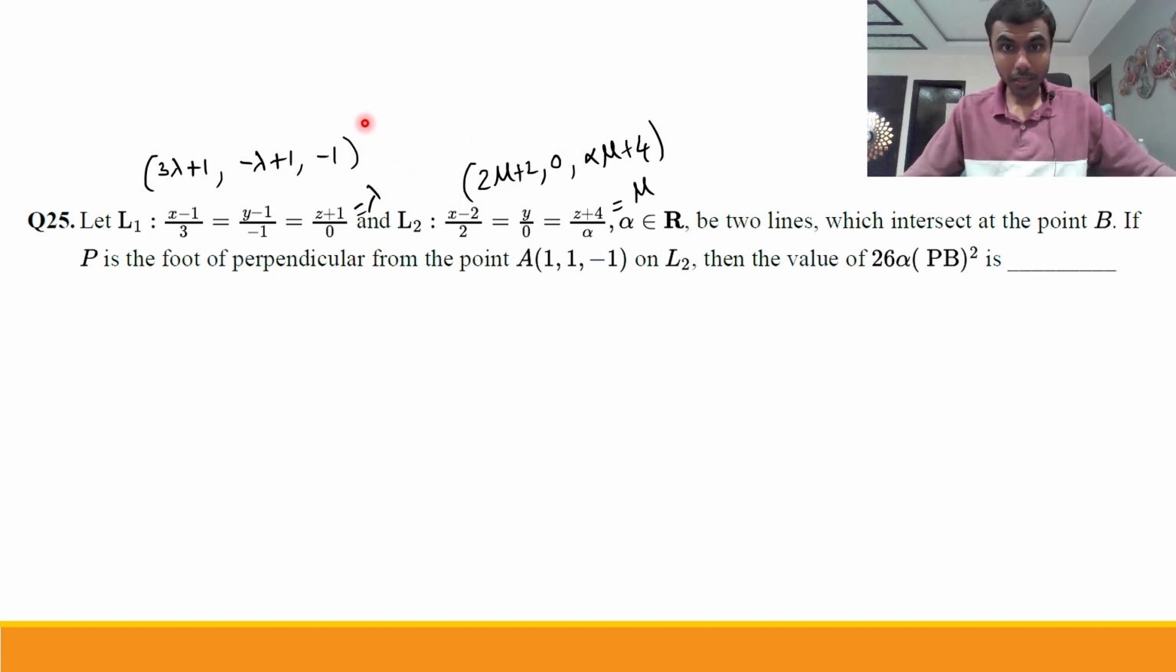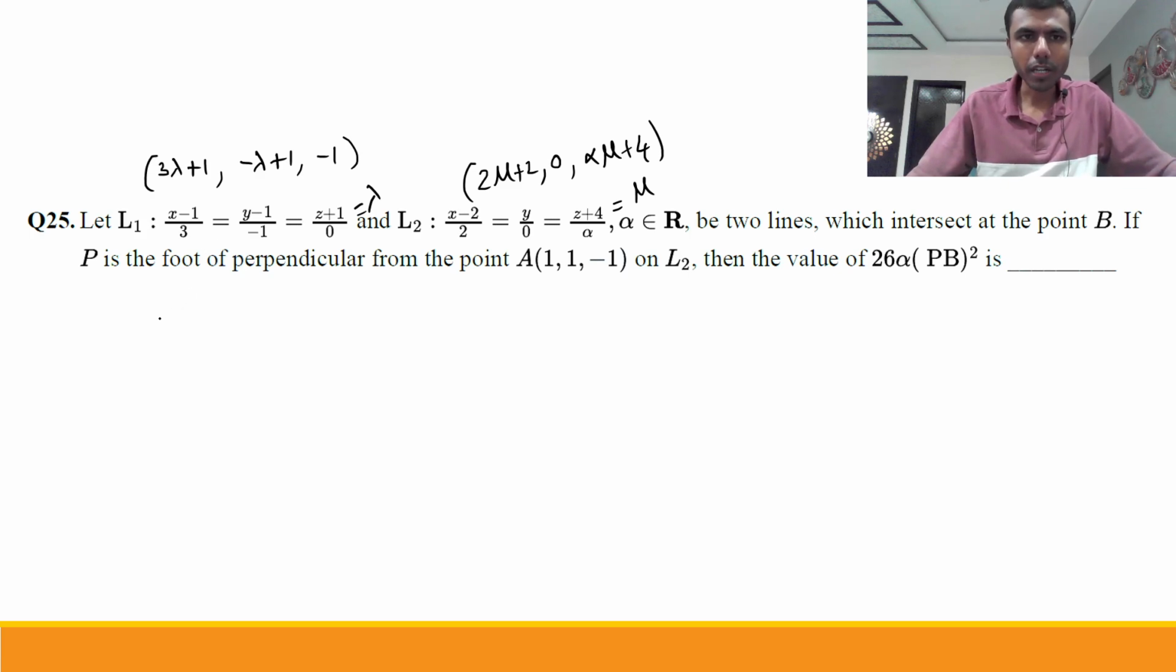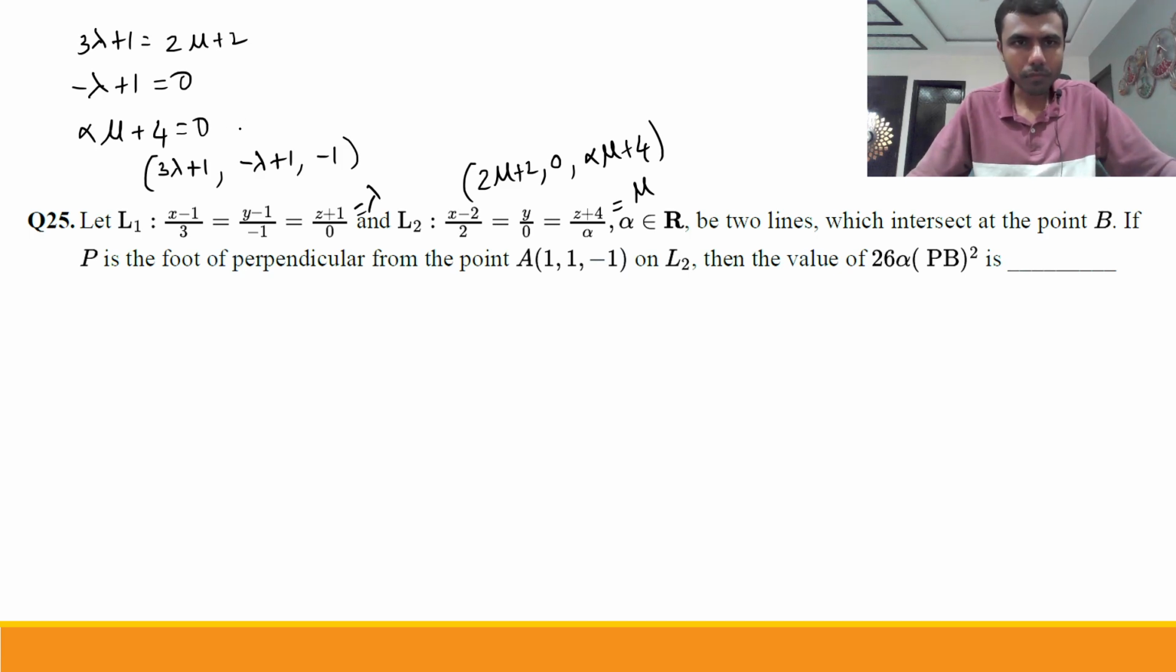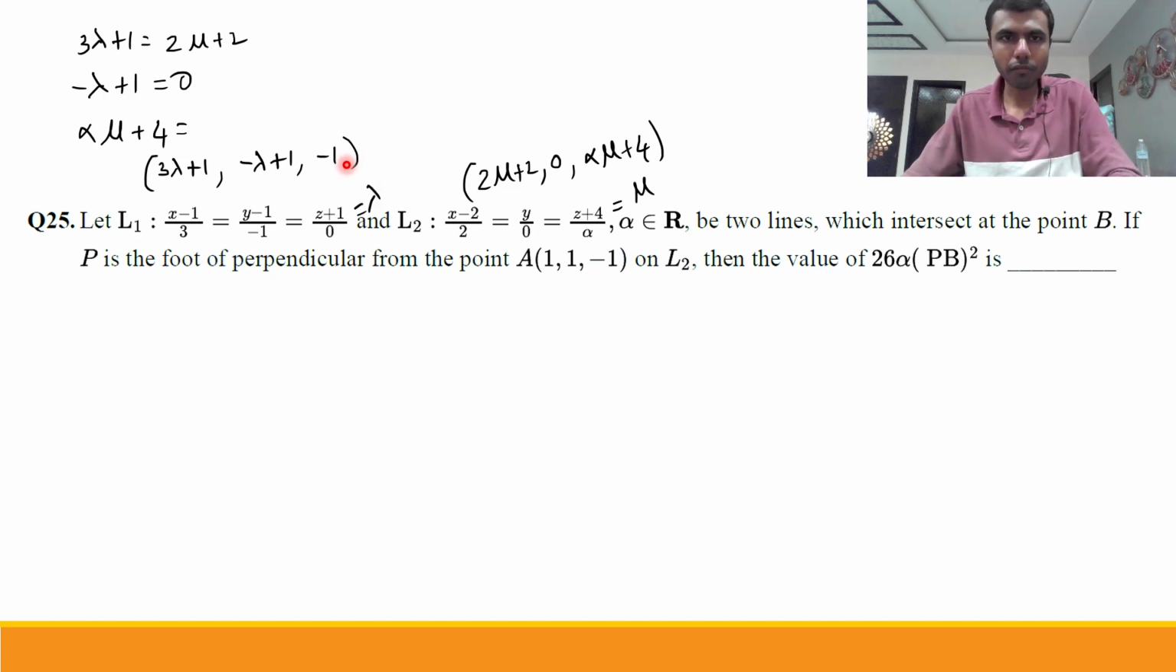Now at the point of intersection, these two will be equal. So my one equation will be, I'll do it here, 3 lambda plus 1 is equal to 2 mu plus 2 and minus lambda plus 1 is equal to 0 and alpha mu plus 4 is equal to 0. I'm sorry, alpha mu plus 4 is minus 1.